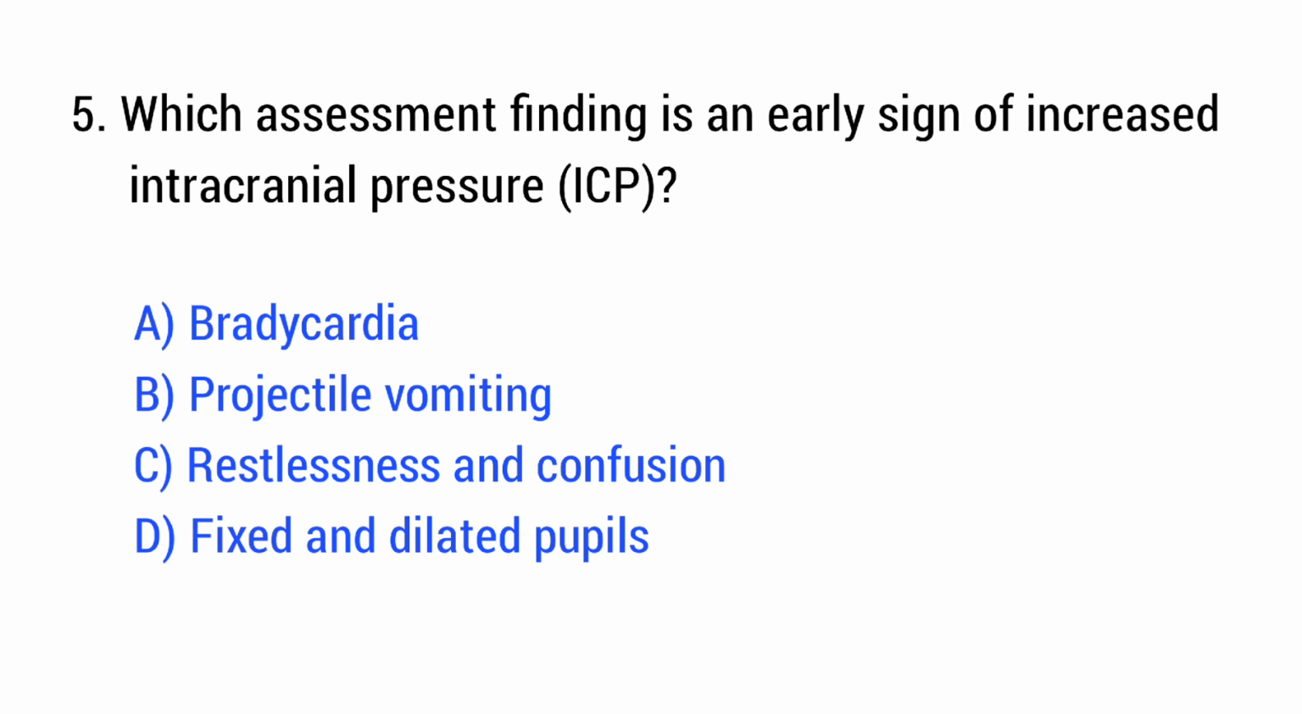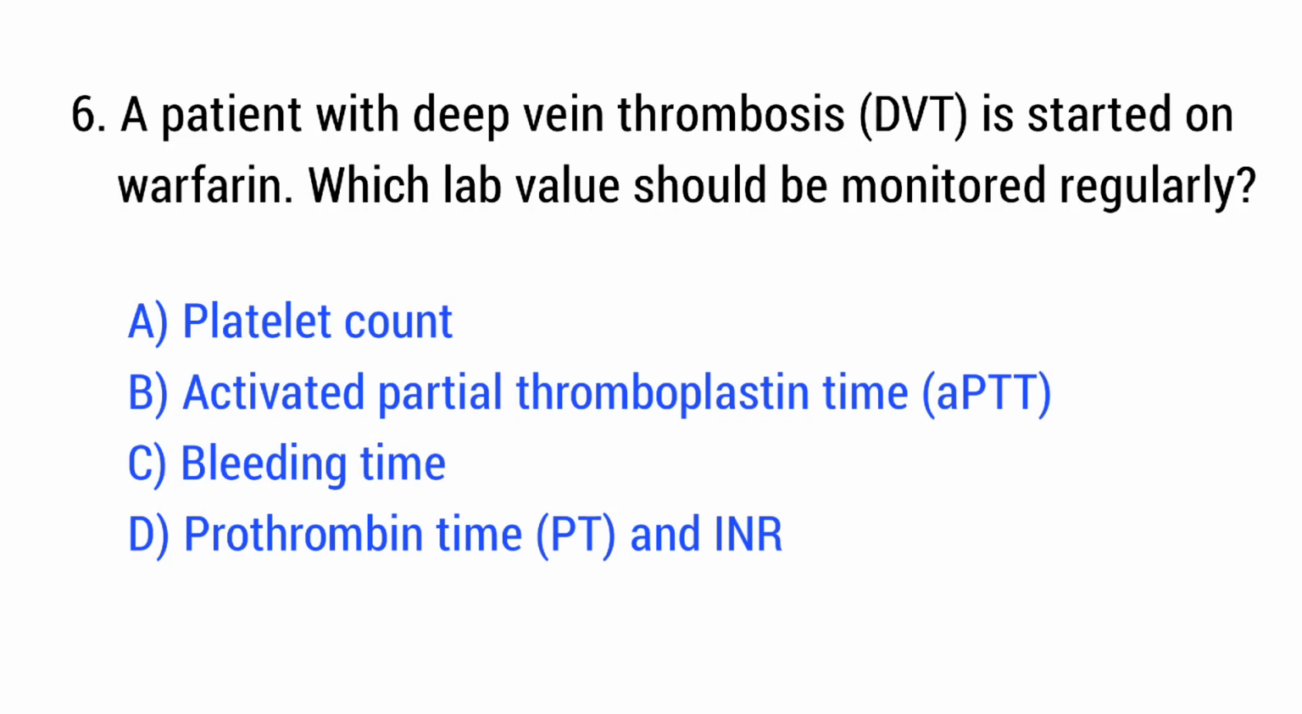Question number 5. Which assessment finding is an early sign of increased intracranial pressure? The right answer is option C, restlessness and confusion. Question number 6. A patient with deep vein thrombosis is started on warfarin. Which lab value should be monitored regularly? The right answer is option D, prothrombin time and INR.